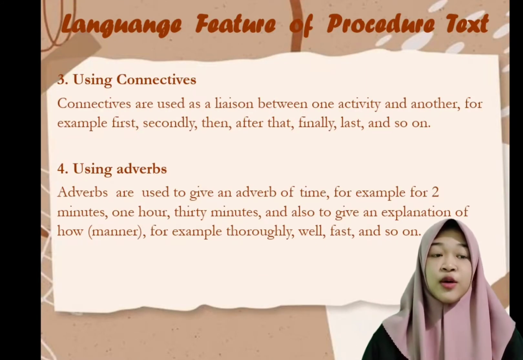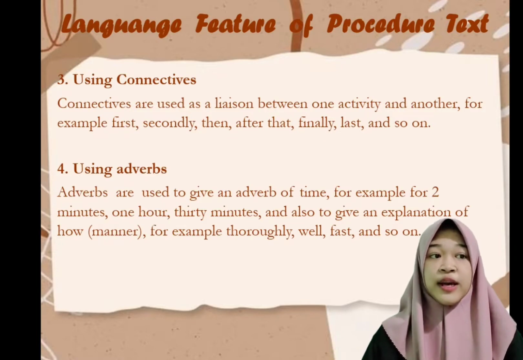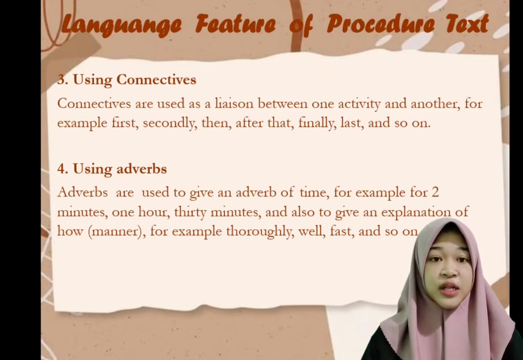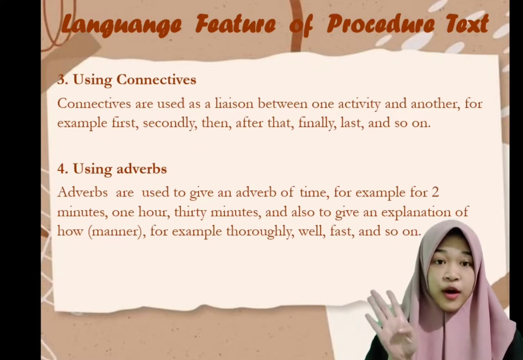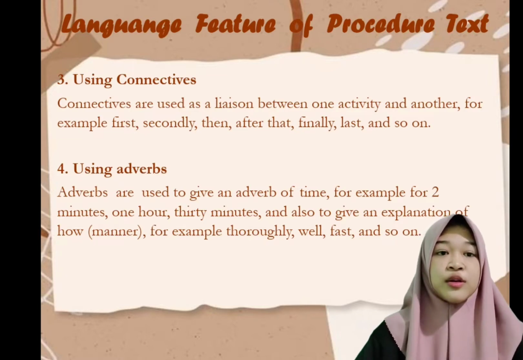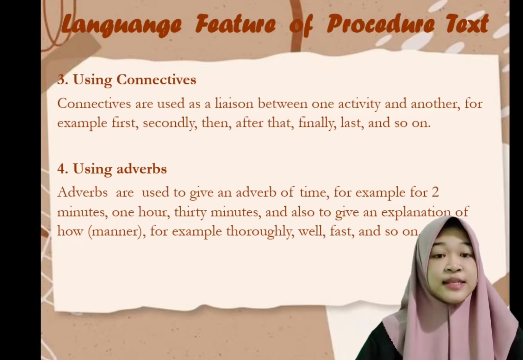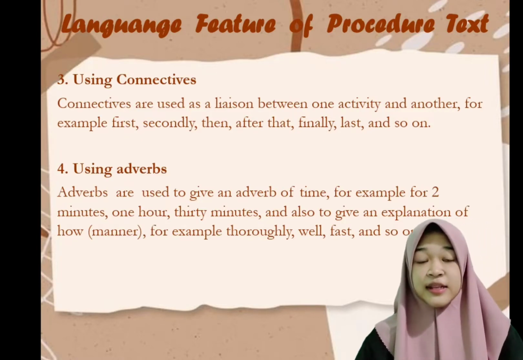3. Using connectives. Connectives are used as a liaison between one activity and another. For example, first, secondly, then, after that, finally, last, and so on. 4. Using adverbs. Adverbs are used to give an adverb of time, for example, for 2 minutes, 1 hour, 30 minutes, and also to give an explanation of how or manner, for example, strongly, well, fast, and so on.